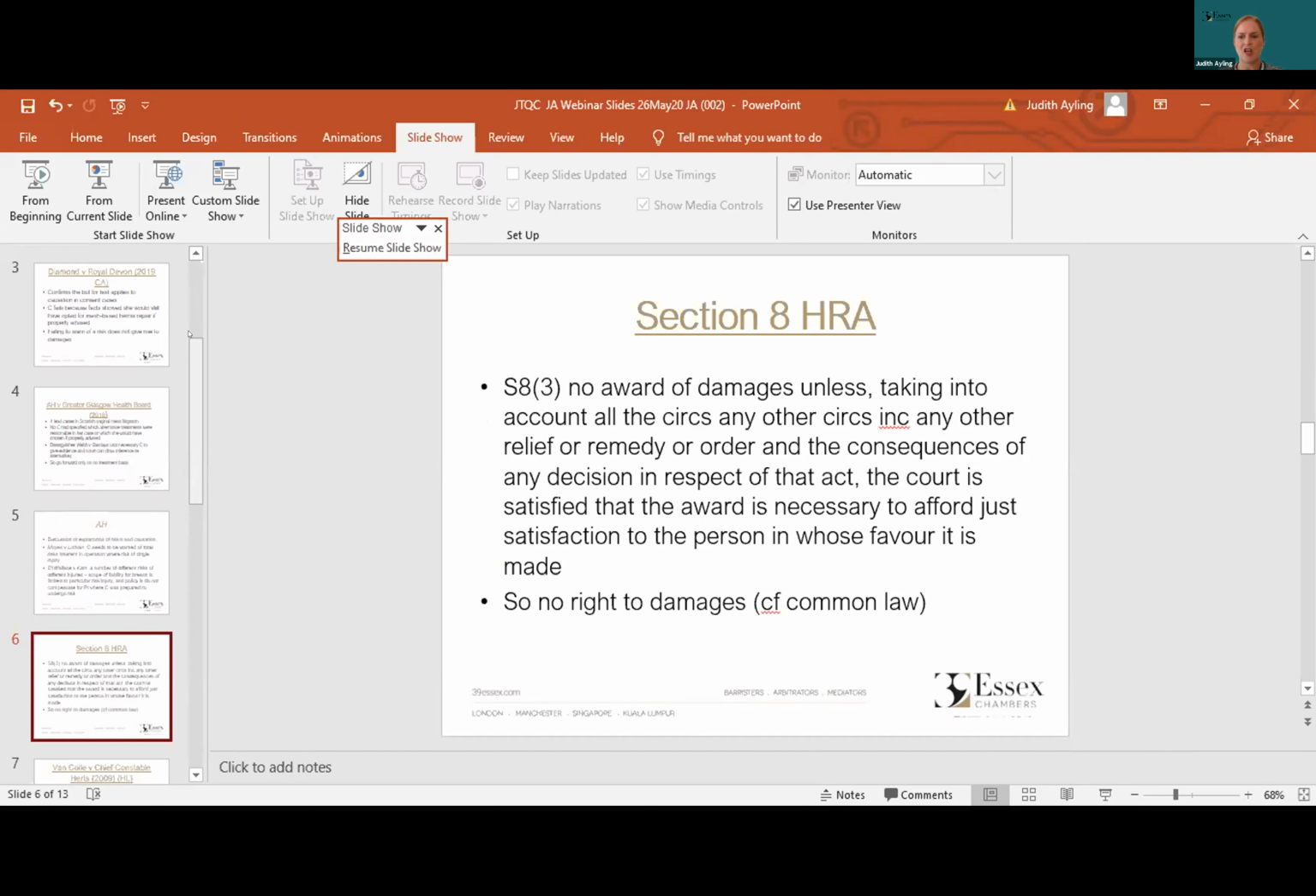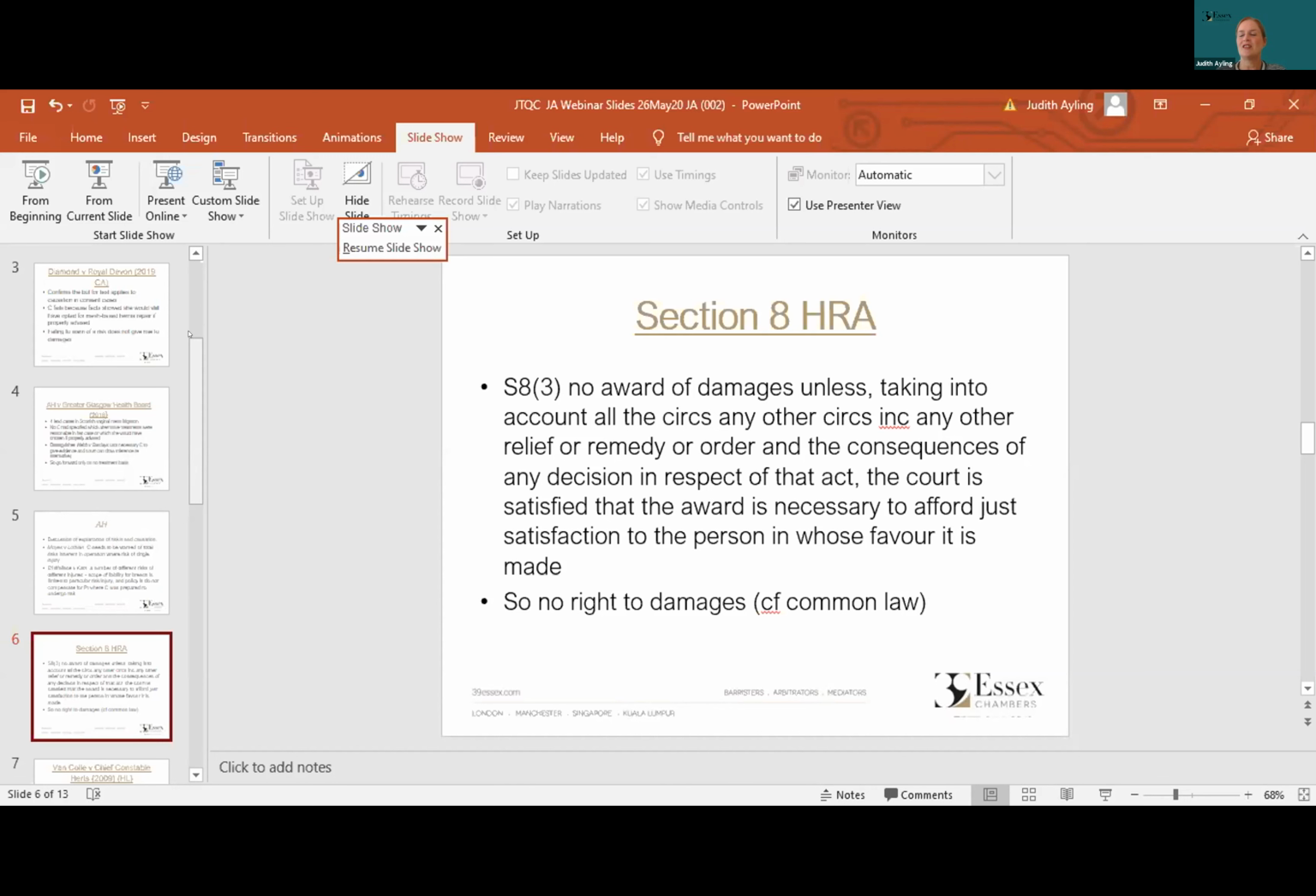So I'm going to come on then in the last few minutes just to talk about HRA damages in clinical negligence scenarios. Now, you'll be aware, and I've set this out on the slides, that Section 8(3) of the Human Rights Act, and this comes straight from the Convention of Human Rights itself, says that you won't get an award of damages, and there is a typo in the slide, which you've probably spotted.